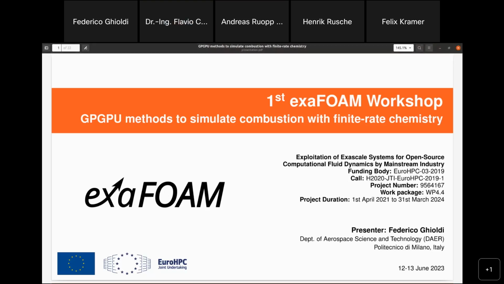So today we'll discuss GPGPU methods to simulate combustion problems with finite rate chemistry, of course, in CFD. Our research in the exaFOAM project is related to the fact that we want to accelerate the solution of these kinds of problems, specifically involving finite rate chemistry.